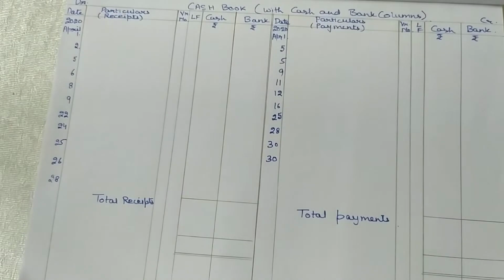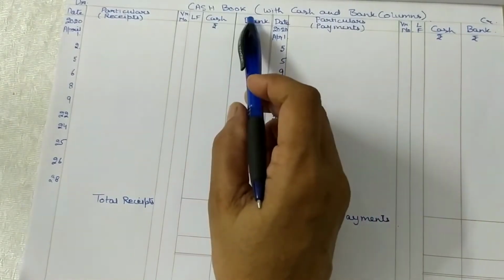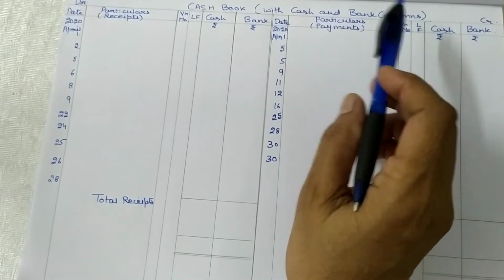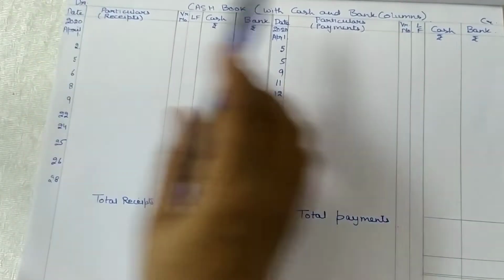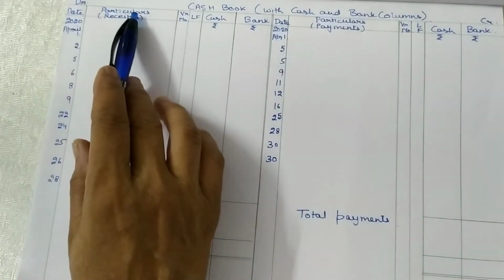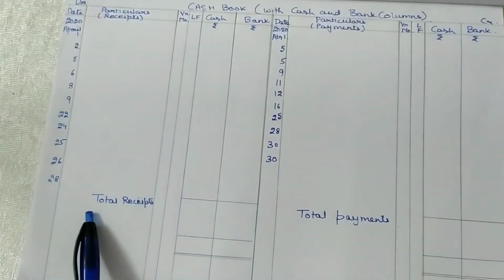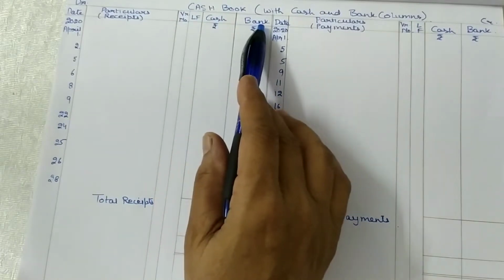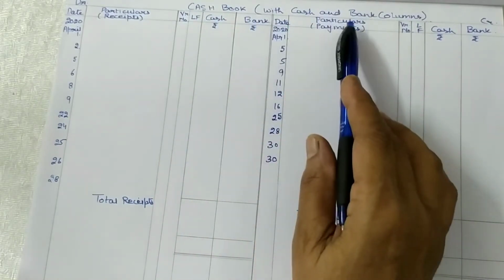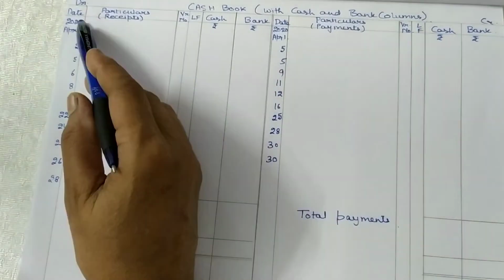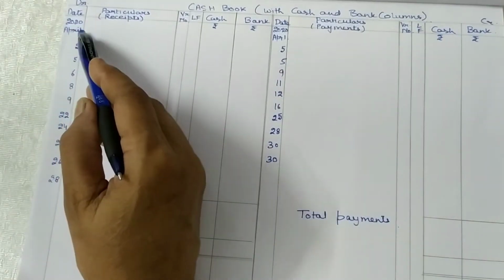This is the format of cash book with cash and bank column, which you have to write at the top. Left hand side is debit side and right hand side is credit side, and you have to make columns: date, particulars, voucher number, ledger folio, cash, bank. On the payment side also: date, particulars, voucher number, ledger folio, cash and bank. You have to write the month and then the date.